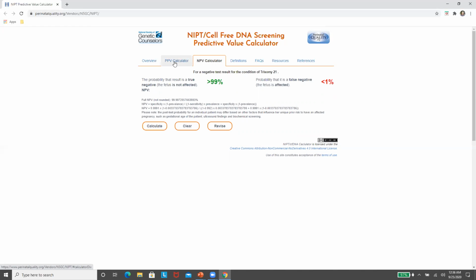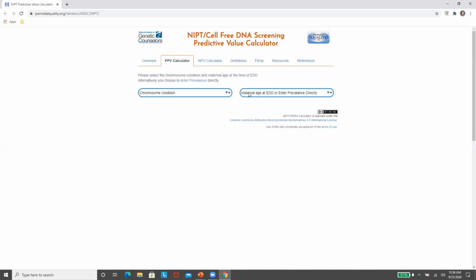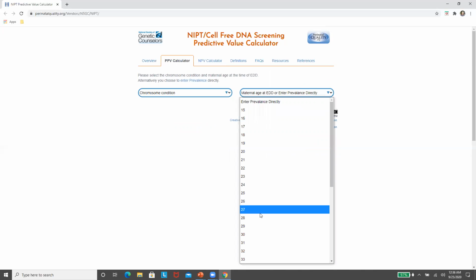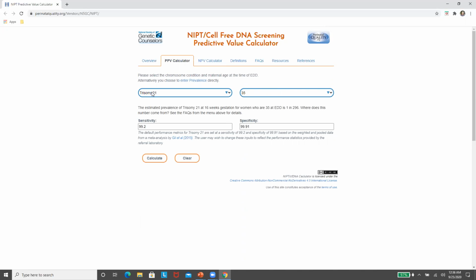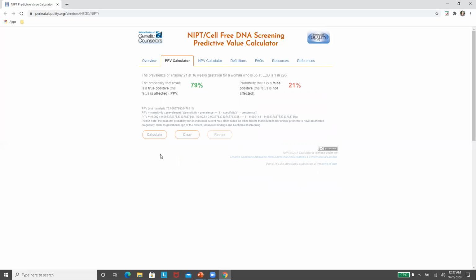If we look at the positive predictive value, for a patient who is 35 at her estimated due date, and she screens positive for trisomy 21. If you read here, it says the estimated prevalence of trisomy 21 at 16 weeks gestation for women who are 35 is 1 in 296. The probability that her positive result on the screening test is a false positive is 21%.